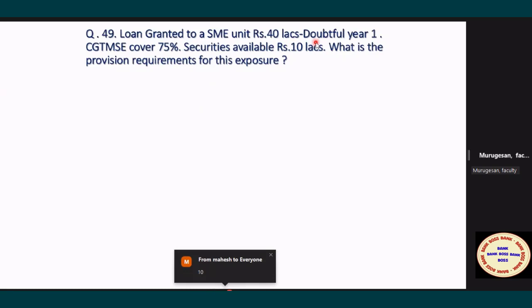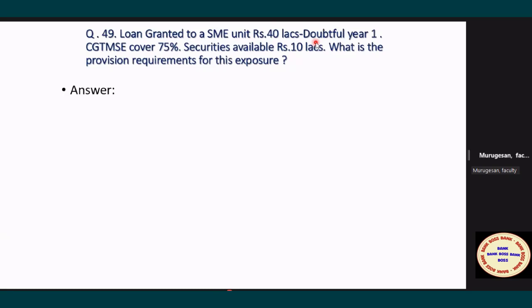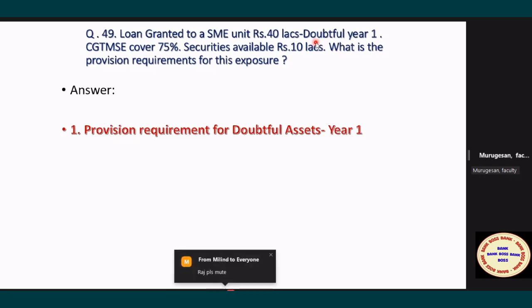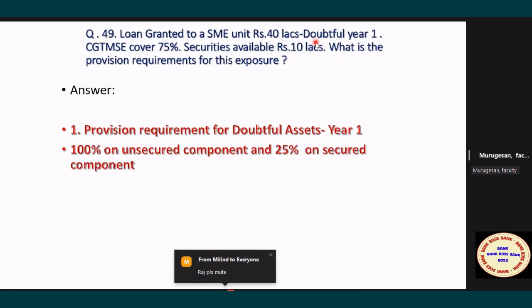That is why the steps will change. Slight change only. First one, the rule is the same. What is the rule? Unsecured 100%. Secured, first year, meaning on the security also 25%. This is the rule. The rule you never forget.